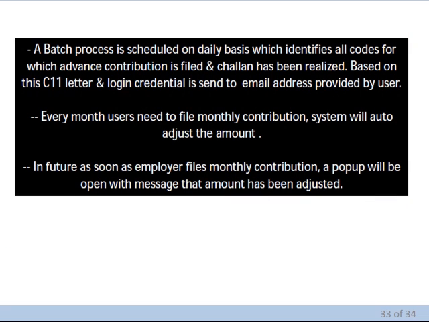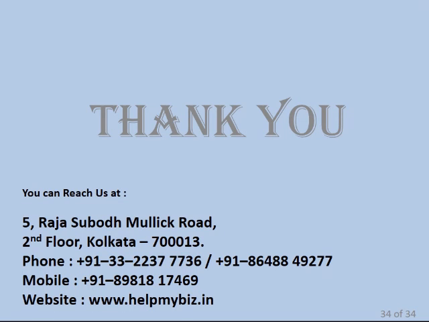After that, a batch process is scheduled on a daily basis which identifies all codes for which advance contribution is filled and the challan has been realized. Based on this, the C11 letter and login credentials are sent to the email address provided by the user. Every month users need to file the monthly contribution. The system will auto adjust the amount. In future, as soon as the employer files the monthly contribution, a pop-up will open with a message that the amount has been adjusted. So with these slides, I have shown you the total procedure to get the registration for ESIC.